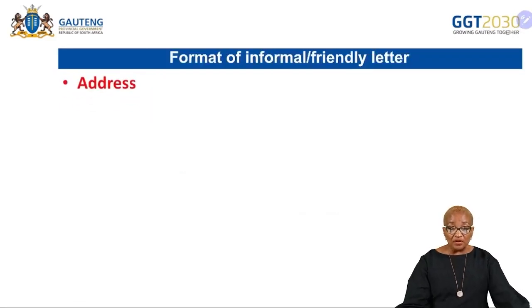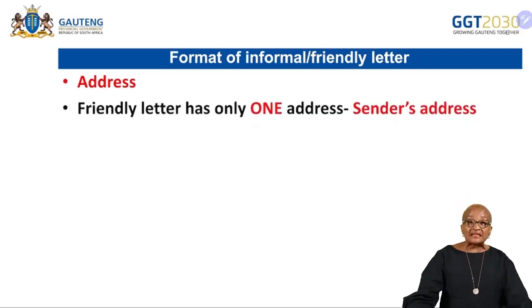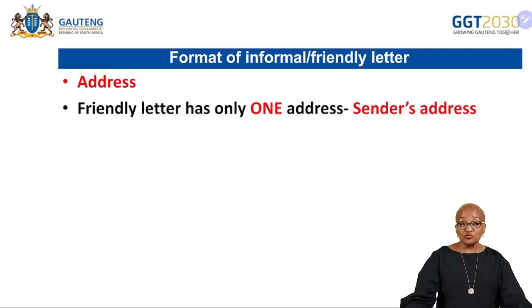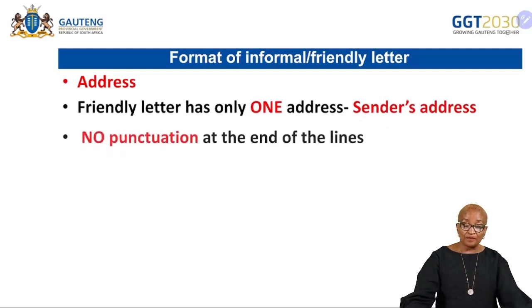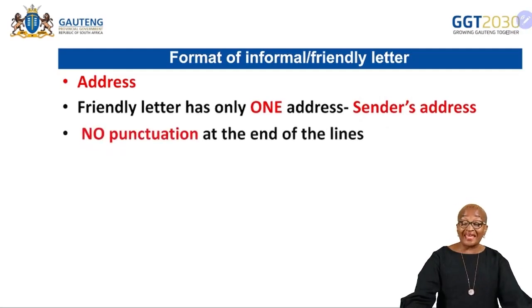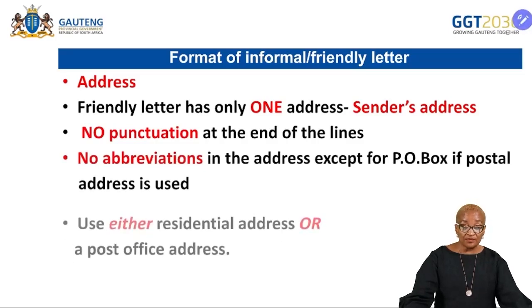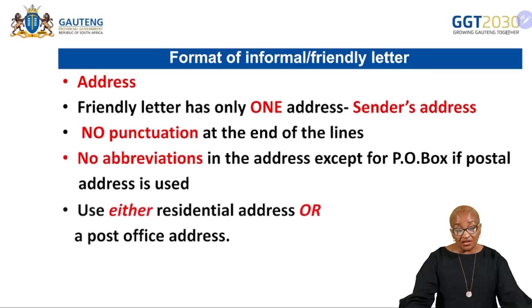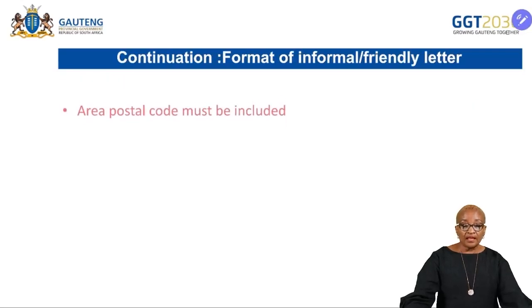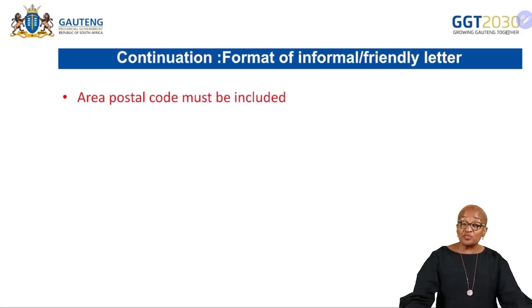Let's have a look at the format of a friendly letter. We will start first with the address. The friendly letter has only one address, which is the sender's address. There should be no punctuation at the end of the lines. No abbreviations in the address except for P.O. Box if a postal address is being used. Use either a residential address or a post office address, but not both of them. The area postal code must be included.